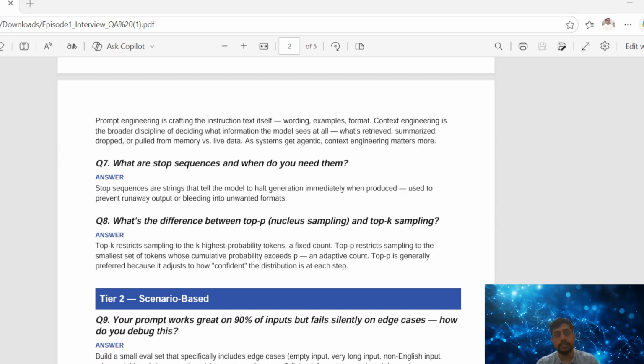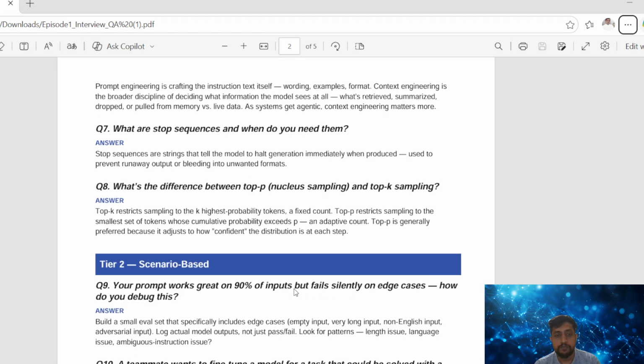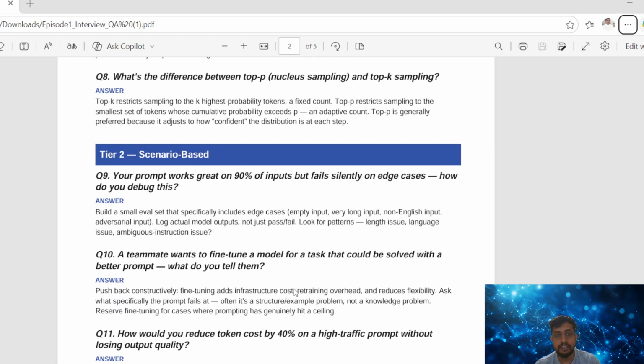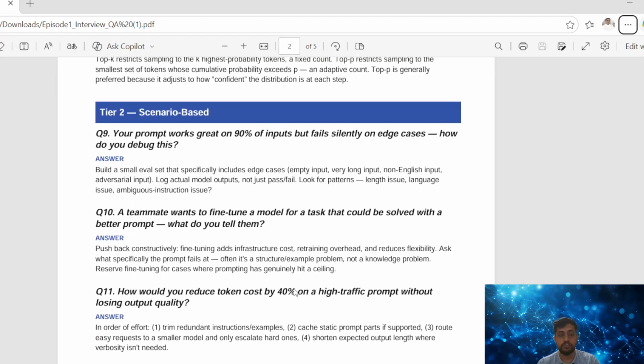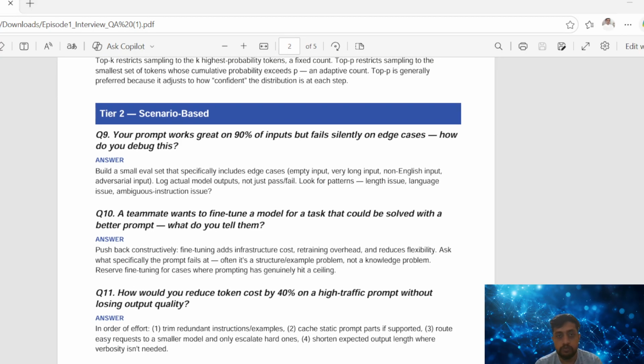So this is like tier 1. What I have completed now are basic fundamental questions that you should gain information on. Now coming to the scenario based questions. Scenario based questions will be slightly tricky, guys. Please be cautious on this. Now, your prompt works great on 90% of inputs but fails silently on edge cases. How do you debug this?